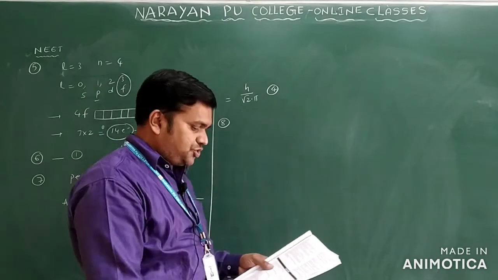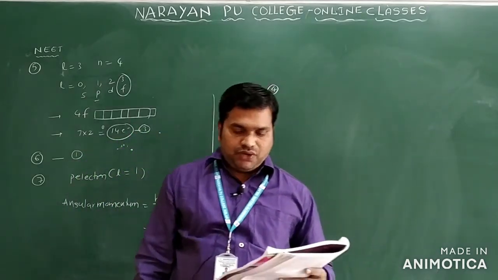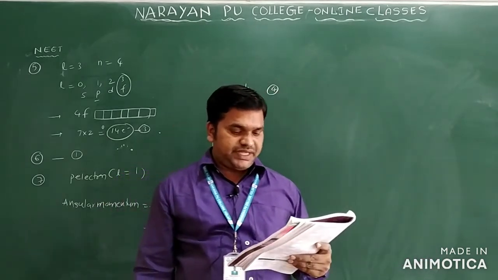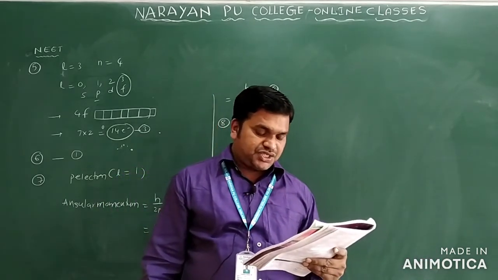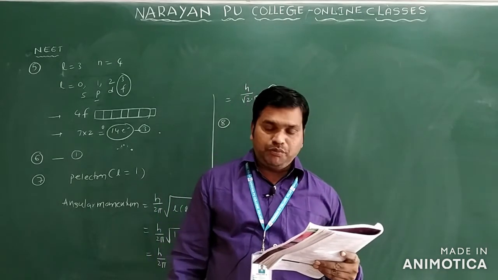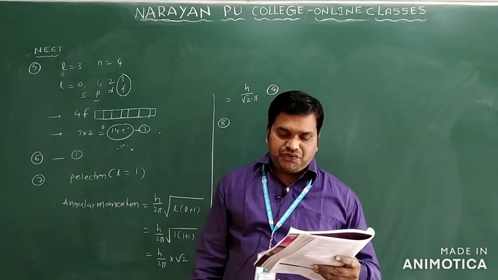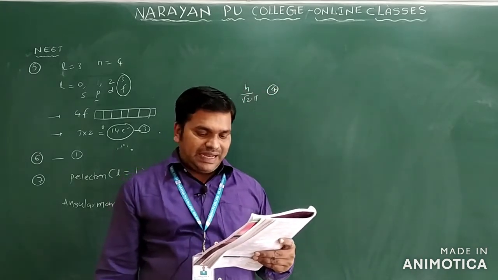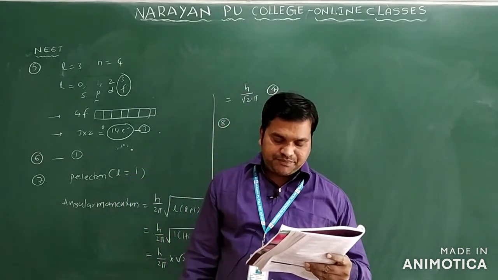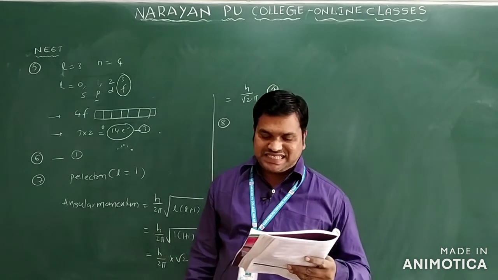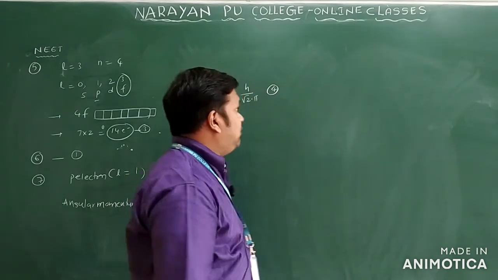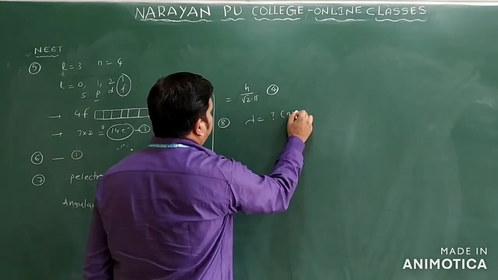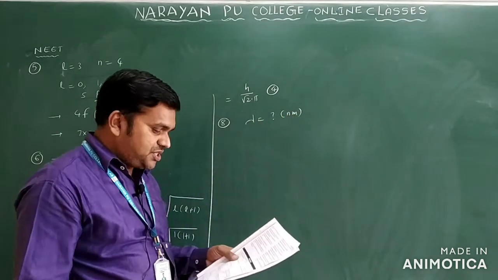Now we can see the next question. Question number 8 we have. The value of the Planck's constant is 6.626 into 10 power minus 34 joule second, and the speed of light is 3 into 10 power 17 nanometer per second. Which value is the closest to the wavelength in nanometer of quantum light with a frequency 6 into 10 power 15 second inverse? They are asking wavelength. Wavelength means lambda. They are asking the answer in nanometer only. What information is given here?